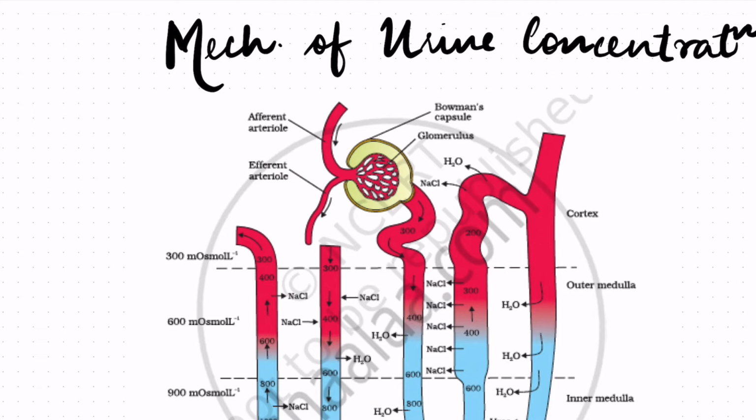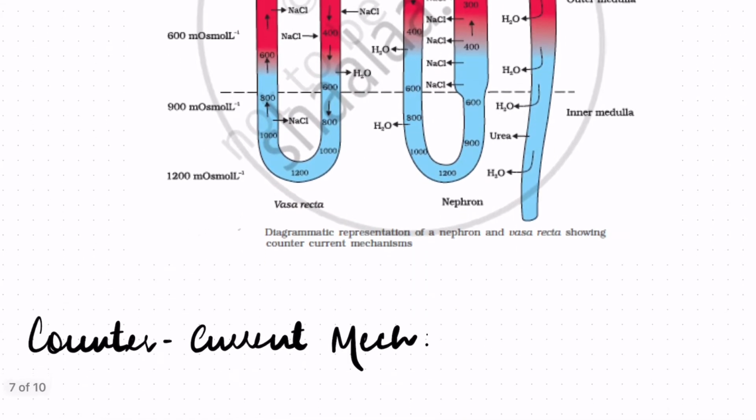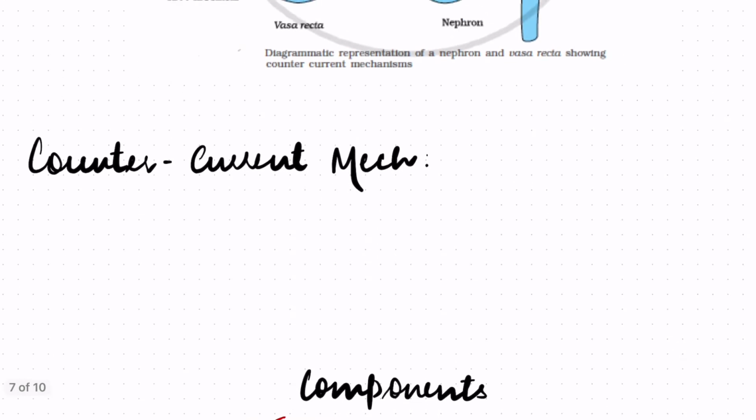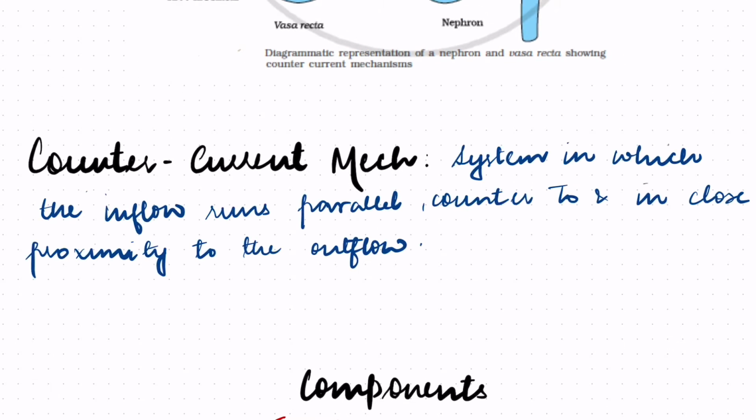Now, as I told you in my last video, the mechanism of formation of urine involves 3 basic steps, and we have discussed all those steps in that video. So after completion of all those steps, what we get is a very dilute filtrate which needs to be concentrated enough in order to form the urine. So for that we have a mechanism in the kidneys which is known as counter current mechanism. So what is this counter current mechanism? It is a system in which the inflow runs parallel, counter to, and in close proximity to the outflow.